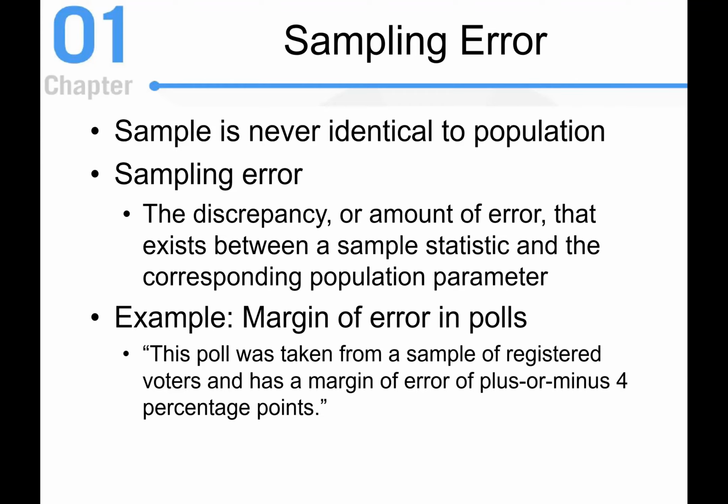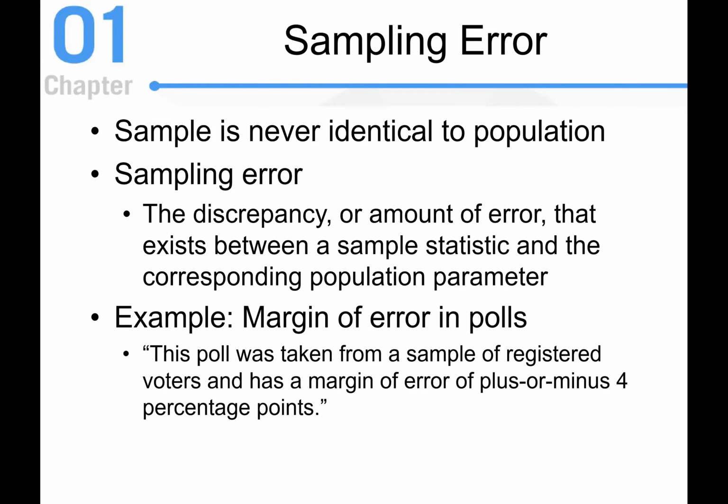But the average height using the 20 bunny rabbits is not going to be the same as the average height using all the bunny rabbits in the total population. That difference between those two measurements is what is called the sampling error. It's the discrepancy or the amount of error that exists between a sample statistic and the corresponding population parameter.